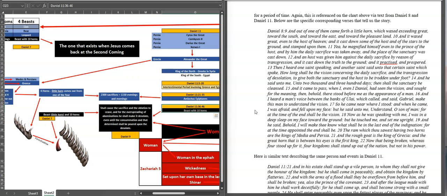Then I heard one saint speaking, and another saint said unto that certain saint which spake, How long shall the vision concerning the daily sacrifice and the transgression of desolation, to give both the sanctuary and the host to be trodden under foot? He said to me, unto 2,300 days. So that is 1,150 evening plus 1,150 morning. They were sacrifices twice daily. So it was 1,150 days, the space of 2,300 sacrifices in total, and that was Antiochus Epiphanes, as we can see from Daniel 8, and we also will pick him up in Daniel 11 doing the same thing.